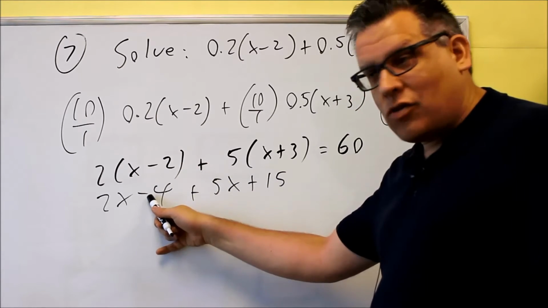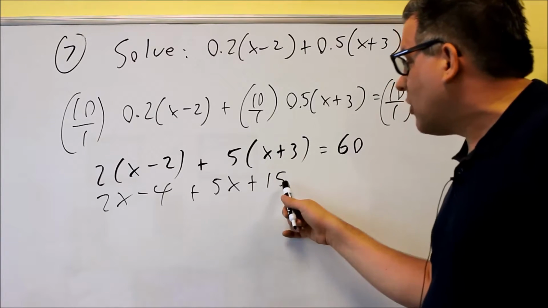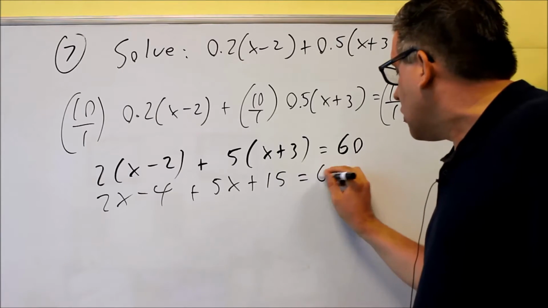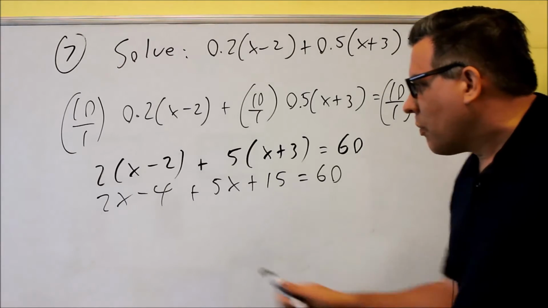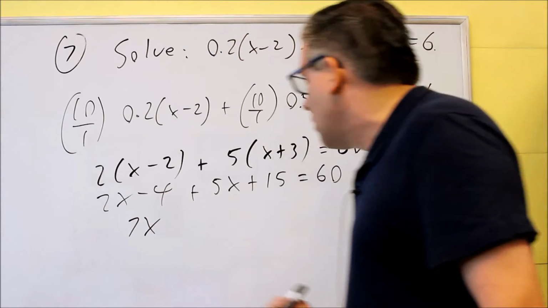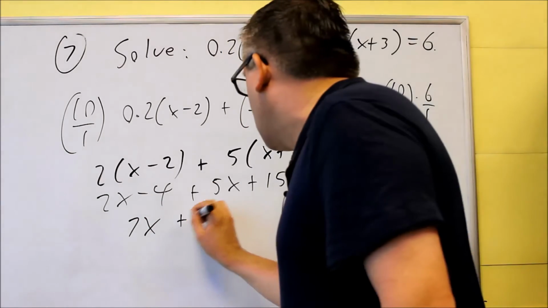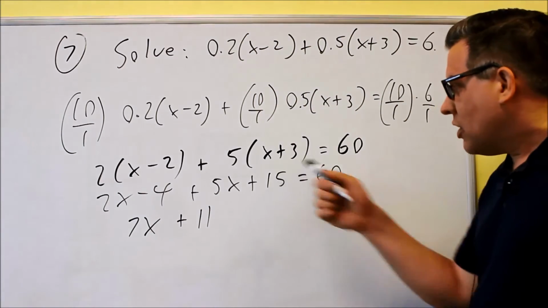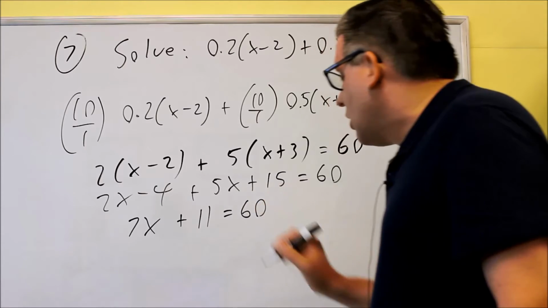Don't forget this is negative here. 5 times x, 5 times 3. So 5x and then 5 times 3 is 15. That equals 60. Now just add like terms together. 2x and a 5x, those are like terms, that's 7x. Negative 4 plus 15, you get 11. That's positive 11, because 15 is the larger number. And then you get 60 over here.